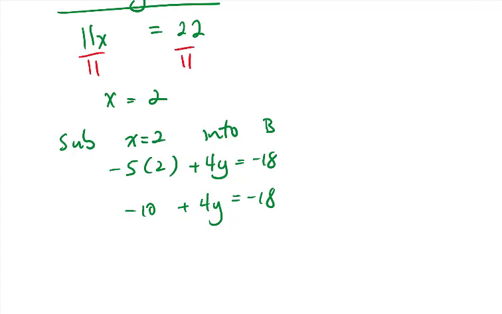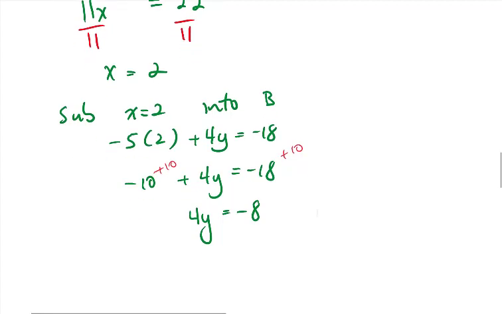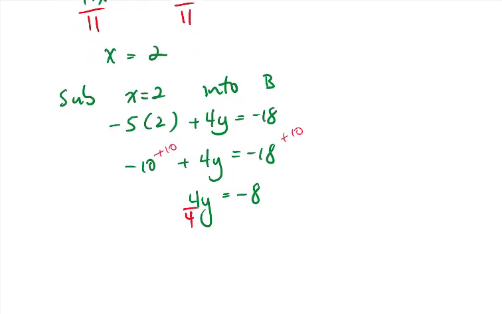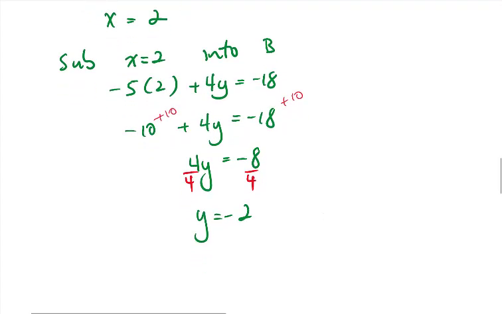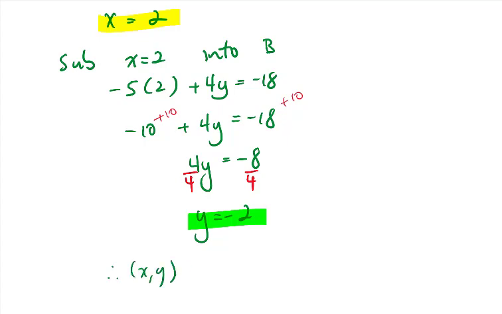I'm going to add 10 to both sides, so I'm going to get 4y. If I add 10 to both sides, negative 18 plus 10 leaves me with negative 8. I'm going to divide both sides by 4. And that gives me that y is equal to negative 2. So now I have the x value of 2, and I have the y value of negative 2. So we can conclude that the intersection xy is equal to 2, negative 2. This is the point where the two lines will intersect.